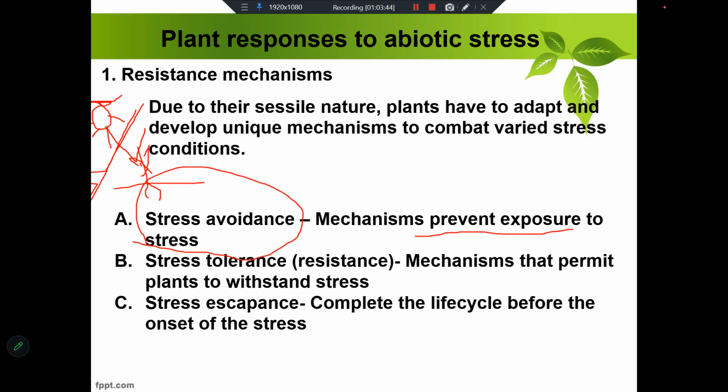And also there are some plants like winter annuals, as we call them in temperate countries. Those winter annuals complete their life cycle. Usually the seeds will germinate in the fall season.